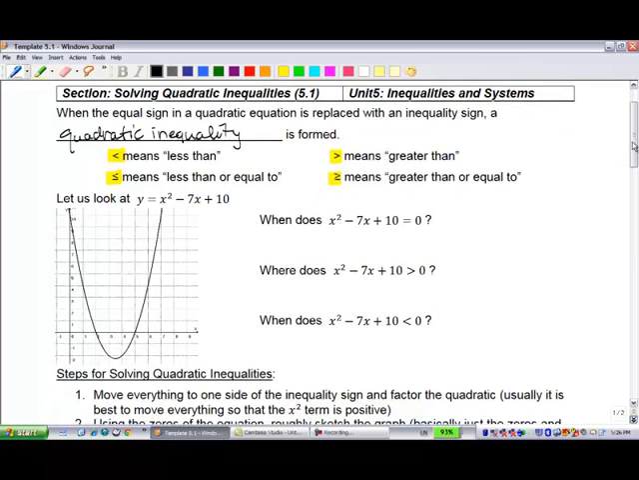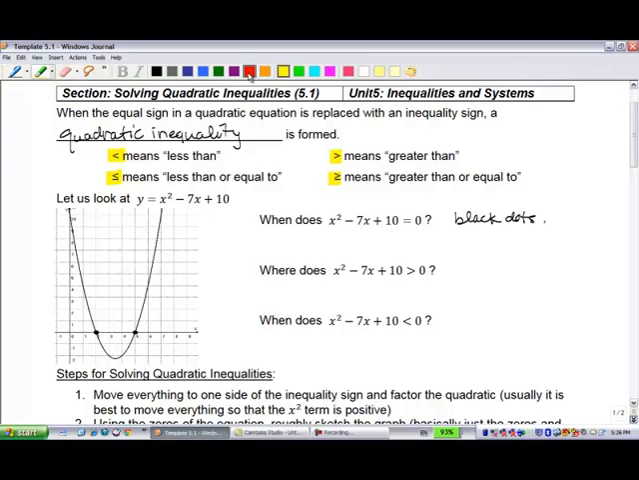We have a graph of y equals x squared minus 7x plus 10. On the left here, I graphed it for you. It has zeros of, it looks like, 2 and 5. So when does this function actually equal 0? Well, that's a y value. Normally when we graph y equals, here we want y to be 0. So where does that happen? Right on those black dots.